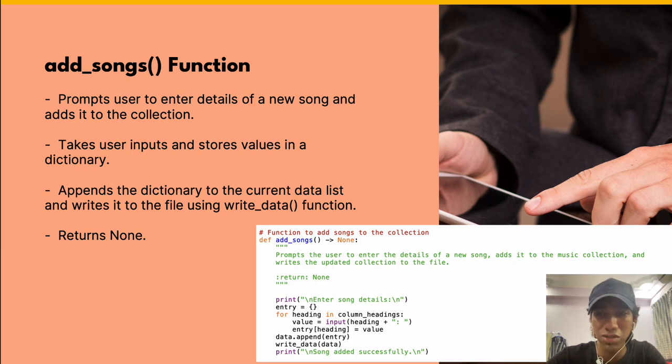It loops through each column heading in the column headings list and prompts the user to enter the corresponding value. It adds each value entered by the user to the entry dictionary with the corresponding column heading as the key. The function appends the entry dictionary to the data list. It calls the write data function to write the updated data list to the file. The function prints a success message to indicate that the song has been added to the collection, and the function returns none at the end.